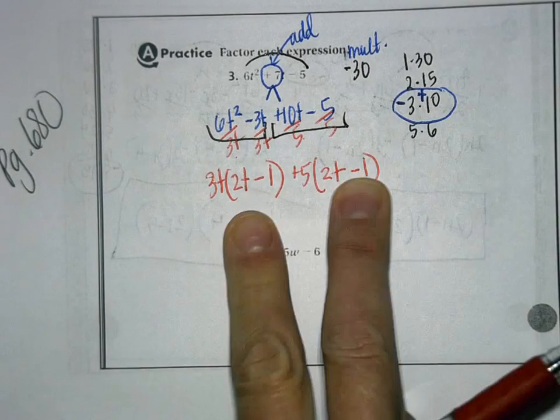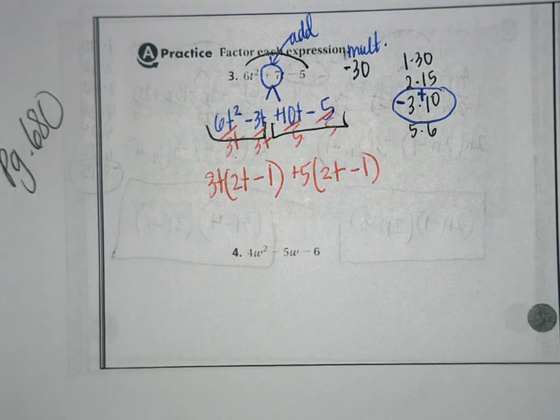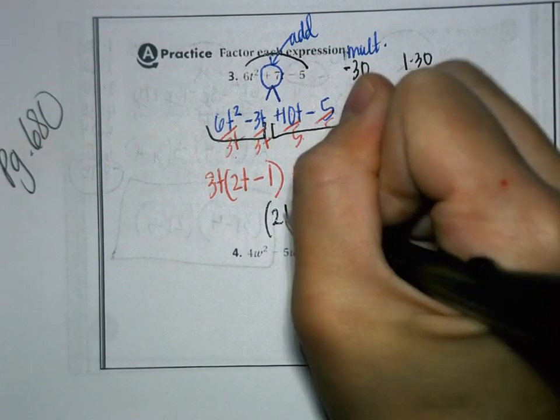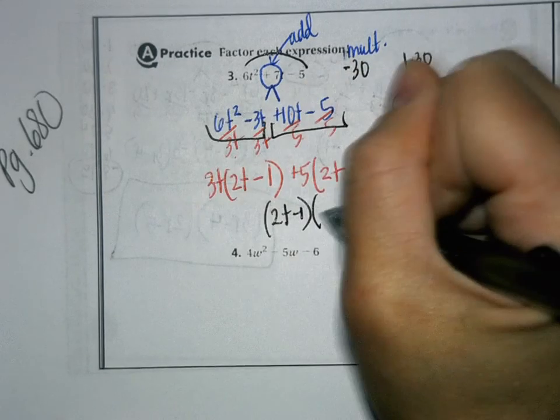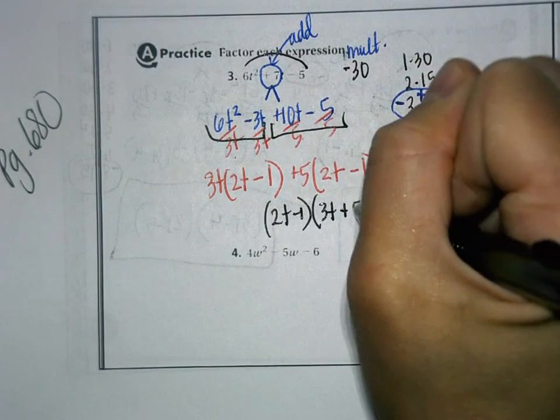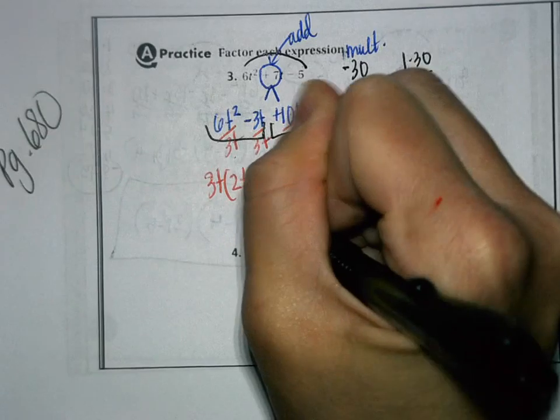Do these parentheses match? Yes. So we factor them out: 2t minus 1. And we're left with 3t plus 5. Whatever's in front is what we're left with. Got it? We got it?